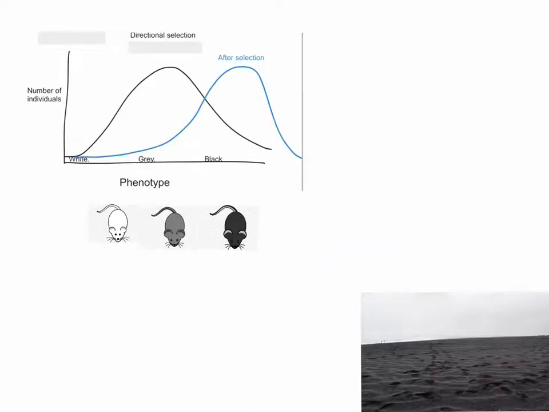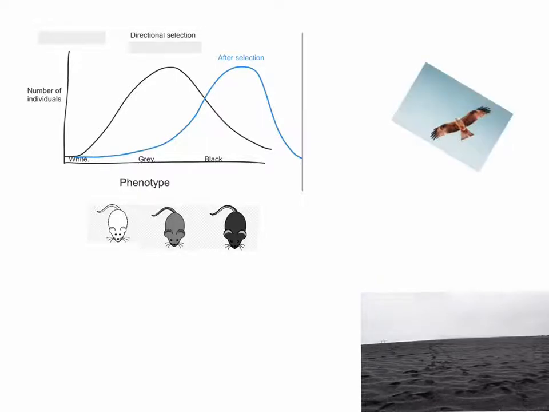Let's take a look at how directional selection might actually happen in a population of mice. So here are our mice. We have white mice, gray mice, and black mice. Let's say these mice live on this island that has black colored sand. Now, without a selective pressure, all three types of mice, black, white, and gray, will do just fine, and we'll see this black curve in the population. So, a nice bell curve with some of each color mice.